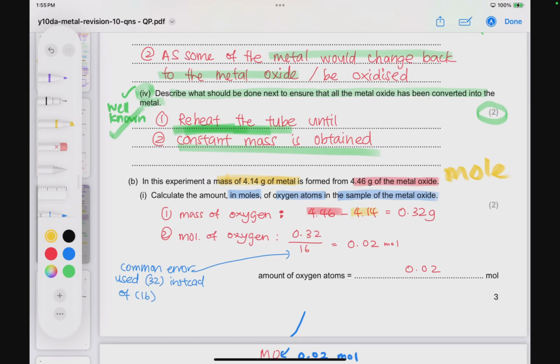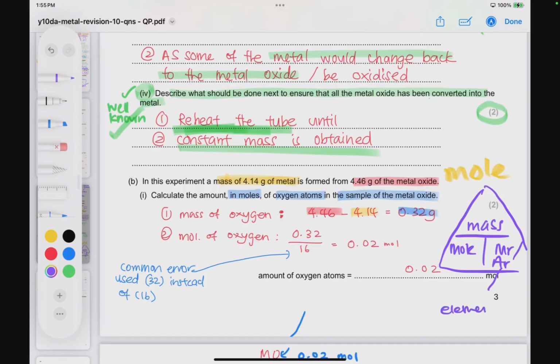So you use the answer in red minus, so I'm going to use this, 4.46, subtract 4.14, and you get a mass of 0.32 gram. Okay, that is the mass of oxygen. And based on our mole concept, mass, mole, MR or AR, AR here refers to the mass of an element, and MR here refers to a mass of a molecule.